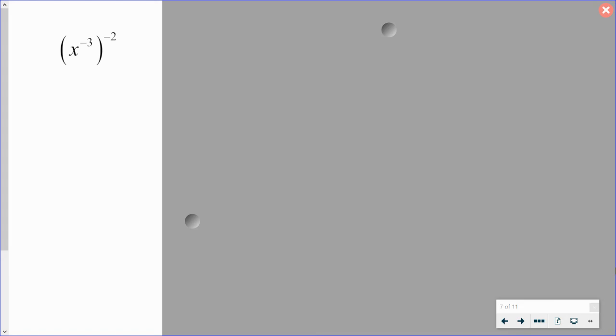Okay, now power to a power, basically. We're taking this power to this power. That means we multiply, don't add, it's not the same base. So that just means -3 times -2 is +6. We don't need to do anything. It's a positive exponent. We're good.